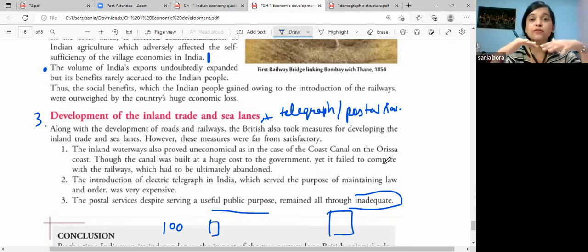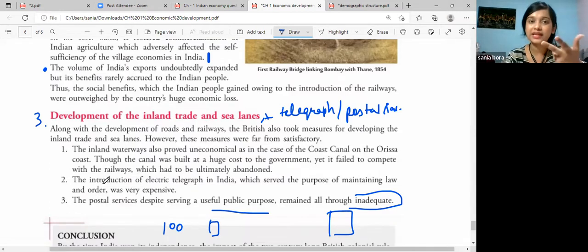So if I give you the choice whether you want to go by sea route or the railways, you will definitely choose railway, right? So it failed somewhere, it failed to compete with Indian Railway, and it was ultimately abandoned. At last people just left it. Today also you can see nobody goes through sea route, right? Everybody prefers railway or airways, right?